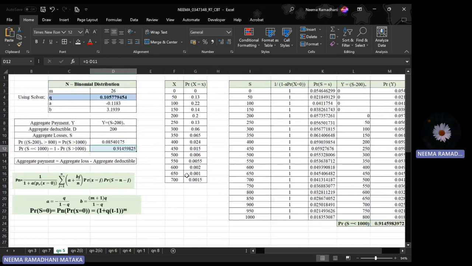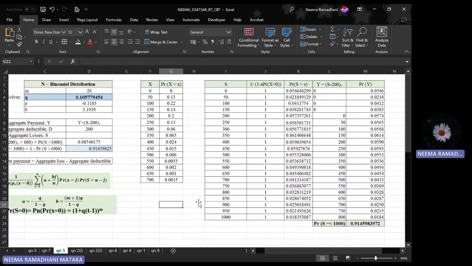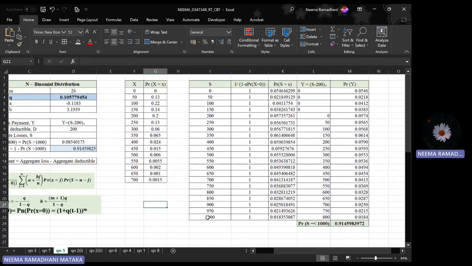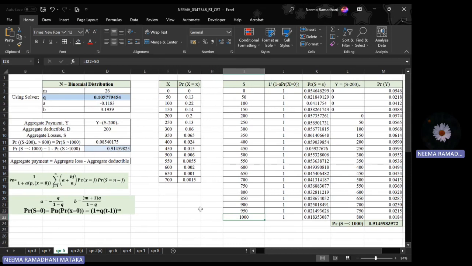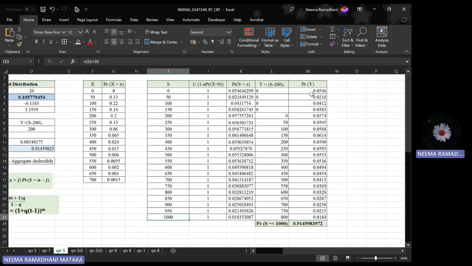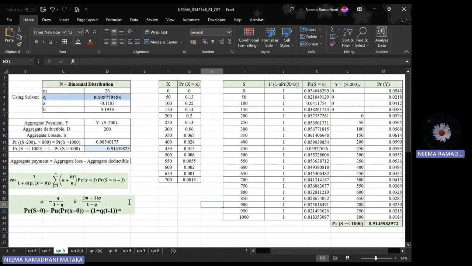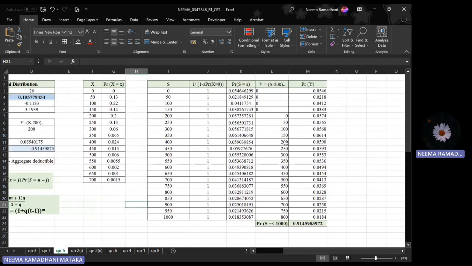So from our table here, instead of creating a table with a lot of values of S, we can just make a table up to the value of 1,000, because we have the probability here of S being less than or equal to 1,000. We're just going to sum this up to get this in order to find our value of q. And then I needed to create a new table just to make things easier so that I can solve for it.